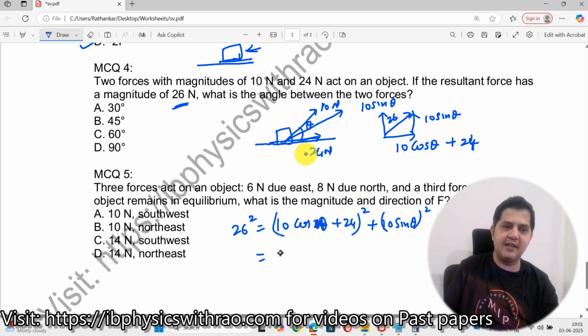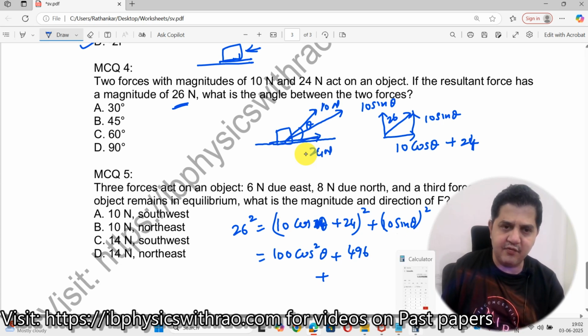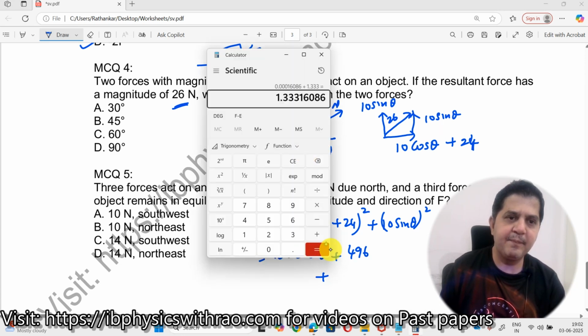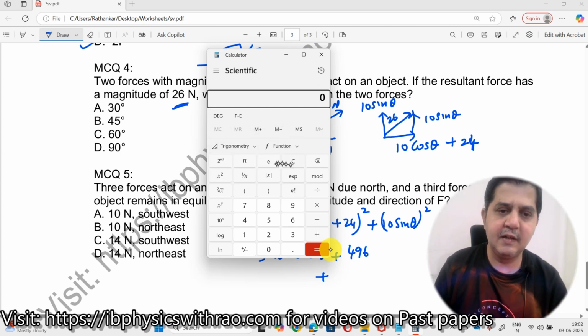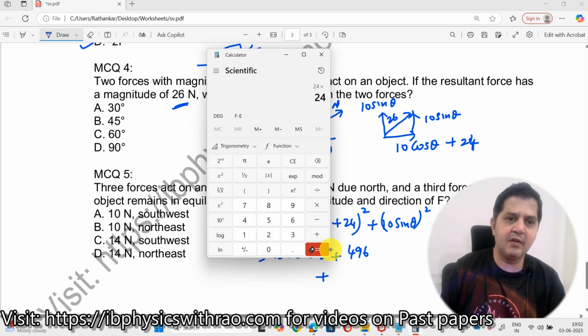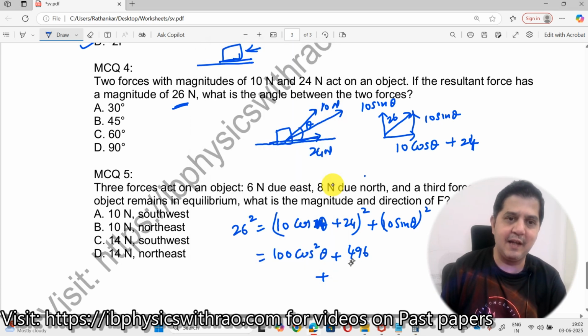Let us use (a plus b) whole square. It will be 100 cos square theta plus 24 square. What is 24 square? Let me just find out, I'm not sure about it. Just give me a moment. 24 into 24 is 576. See, that's why I made a mistake. Okay, I'll make it 576.